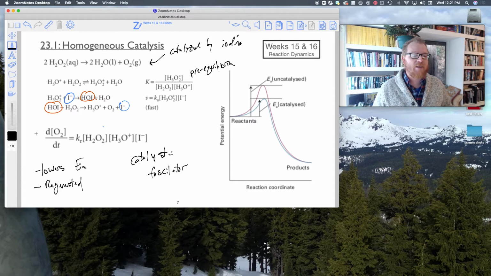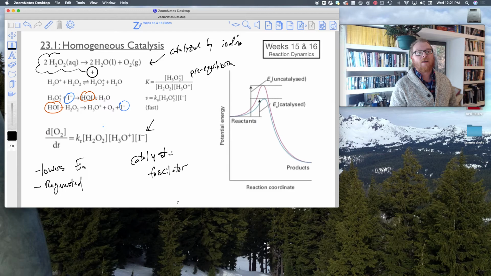And by the way, what I didn't mention in this mechanism is that this step is very fast, okay, so it is not rate limiting. In fact, what becomes rate limiting are these two steps right here, the pre-equilibria and the second step. So overall, the production of dO2/dt is dependent upon that catalyst, even though you might not see it at all in the final reaction.